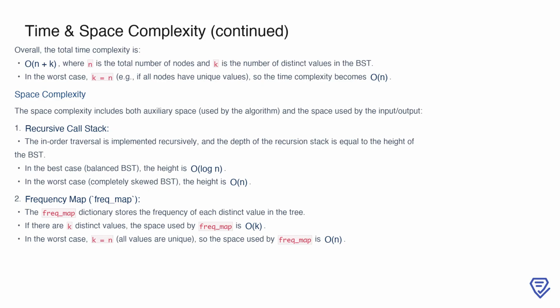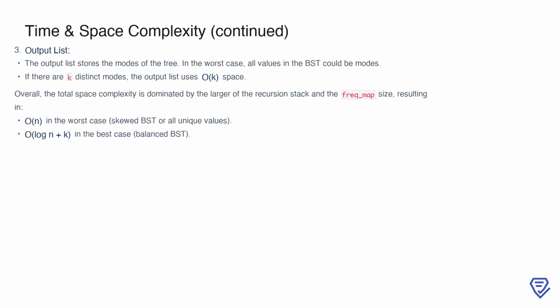The recursion stack depth depends on the height of the tree, which is O(log n) for a balanced tree, and O(n) for a completely skewed tree. The frequency map, which stores the count of each distinct value, uses O(k) space. In the worst case, where all values are unique, this becomes O(n). We also need to consider the space used by the output list, which stores the modes of the tree. If there are k distinct modes, the list will require O(k) space.